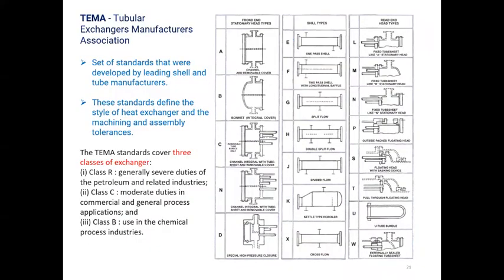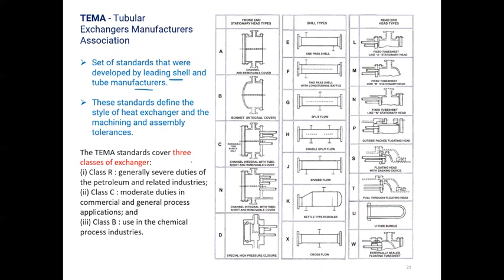Okay, the established design of shell and tube is based on the TEMA or Tubular Exchanger Manufacturers Association. This is the set of standards that were developed by leading shell and tube manufacturers. So it already established the code and standard that we can decide which type we're going to apply, and then use the design or guideline given by TEMA. This standard defines the style of heat exchanger and the machining and also the assembly tolerance.